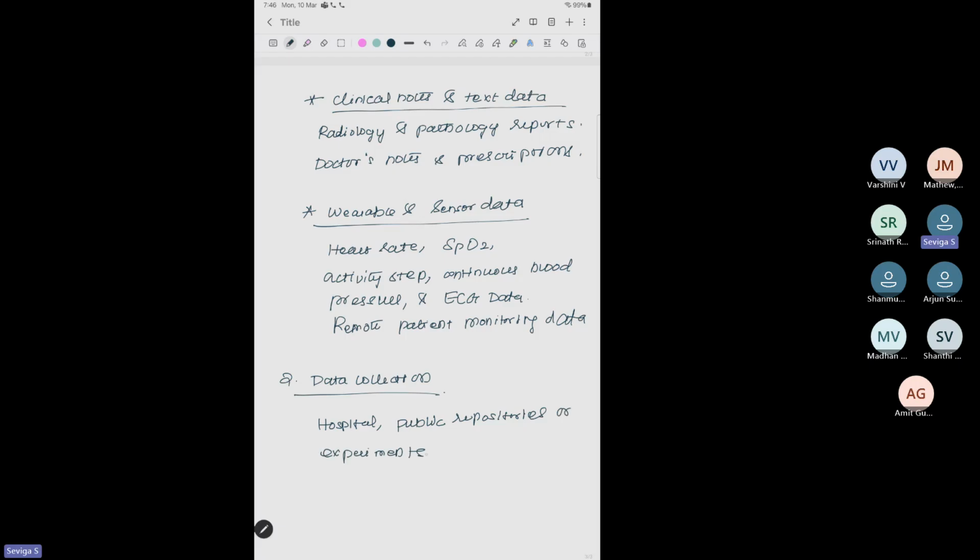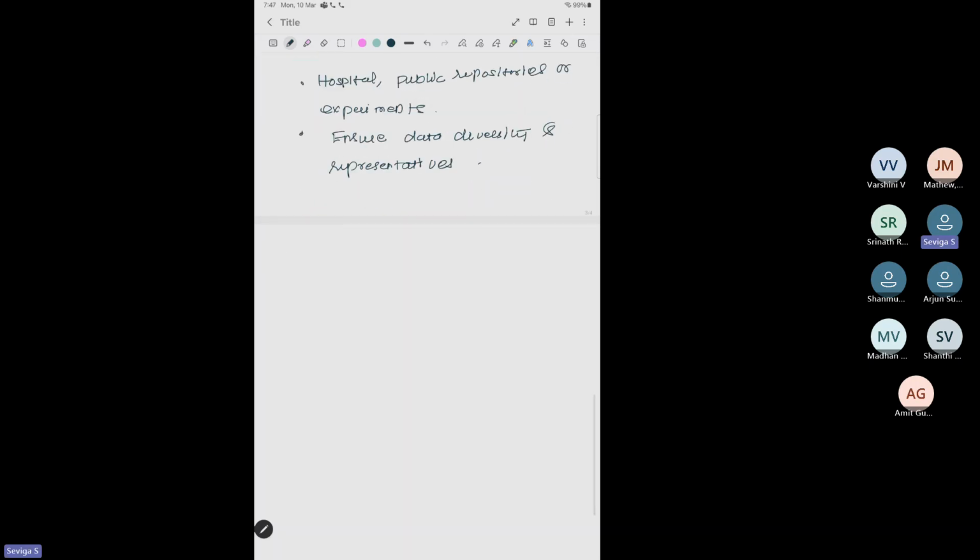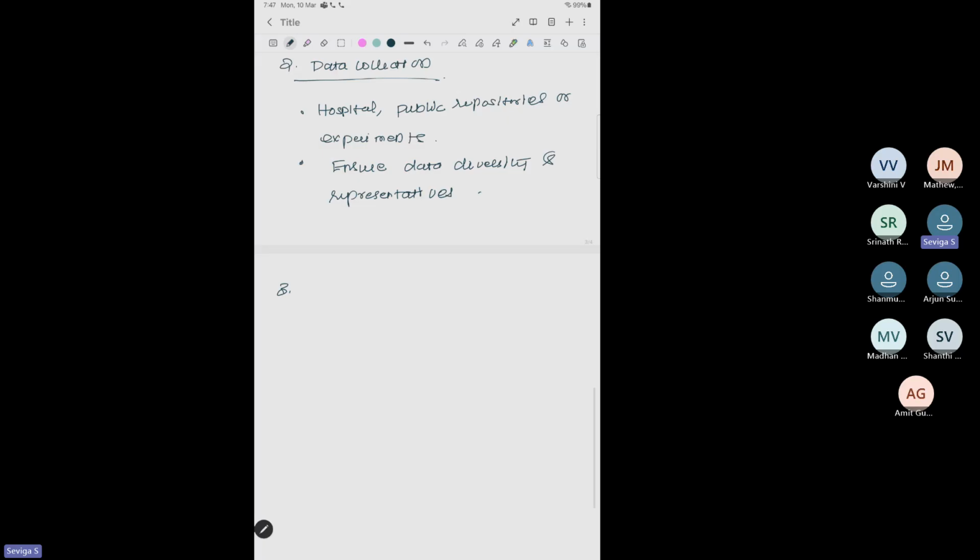Since most of you are working in hospitals, you can take your own data, but ensure your data has diversity and representativeness. The next step after collecting the data: when you are collecting, you have to collect with the ground truth. Then the next step is data processing and data cleaning.